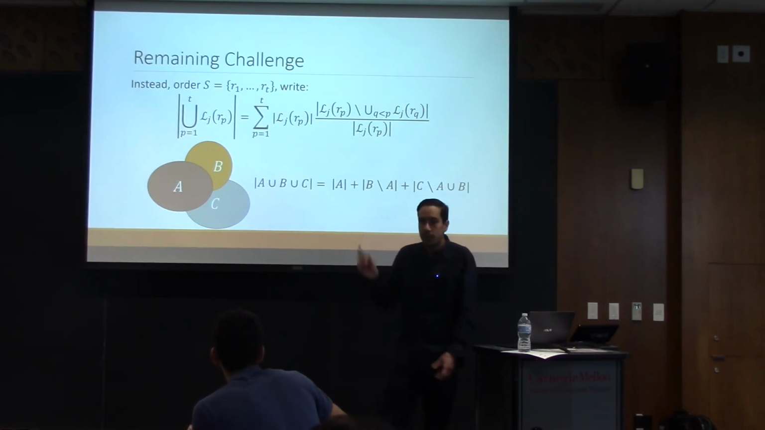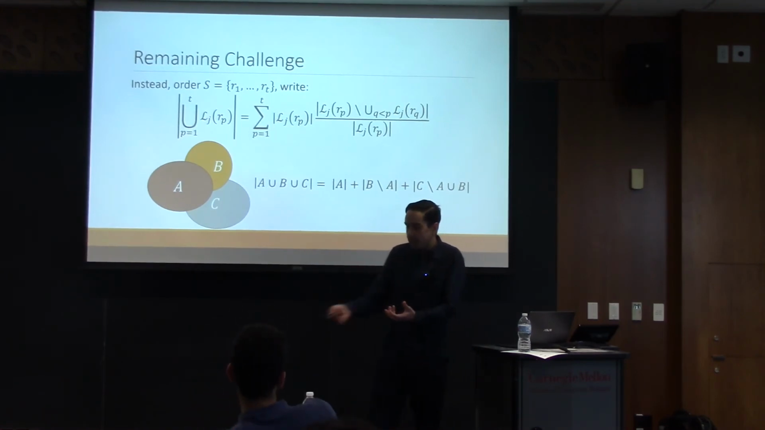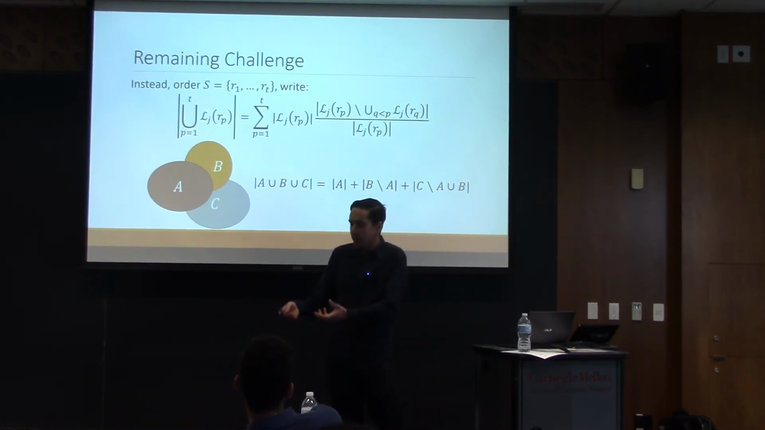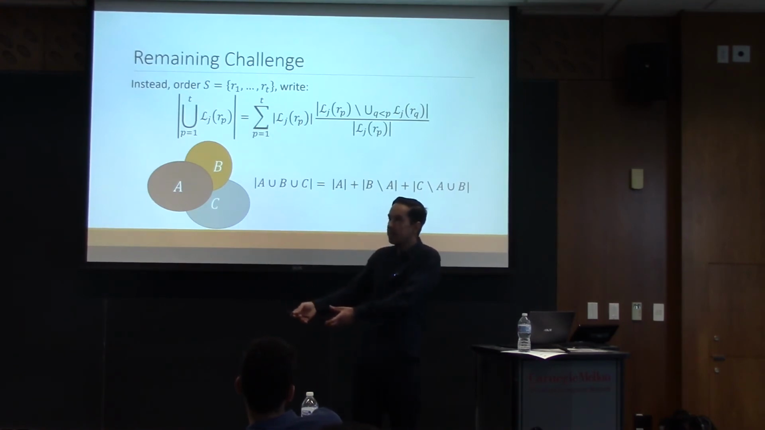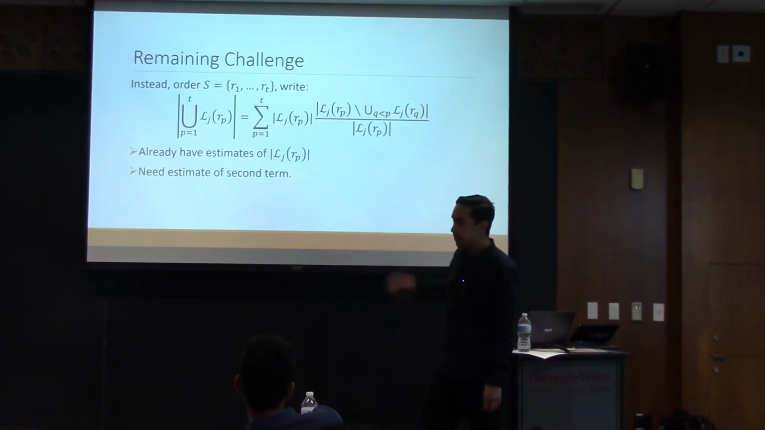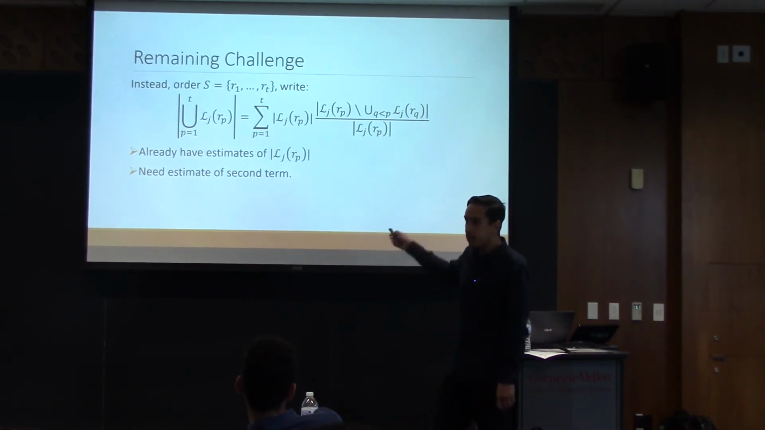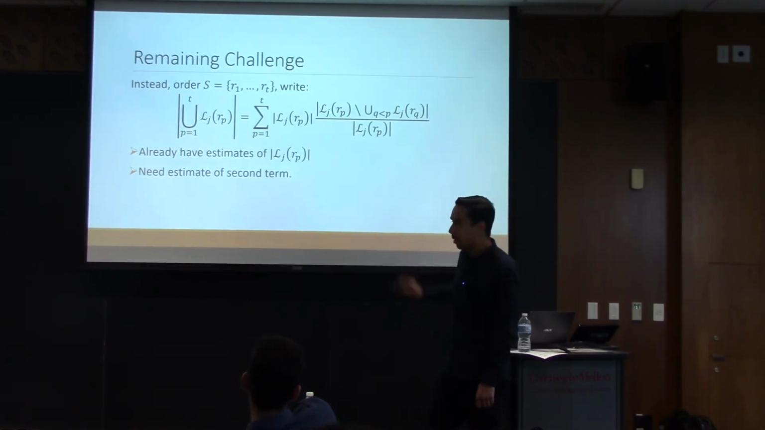So this is just saying the sum of the size of the union is the sum of the sizes of the sets, where at each point I multiply by the fraction of the set which was contained in prior sets. And so now you might note I already have an estimate of the first term, so all I need to do is estimate the second term. So I've reduced the problem even further.